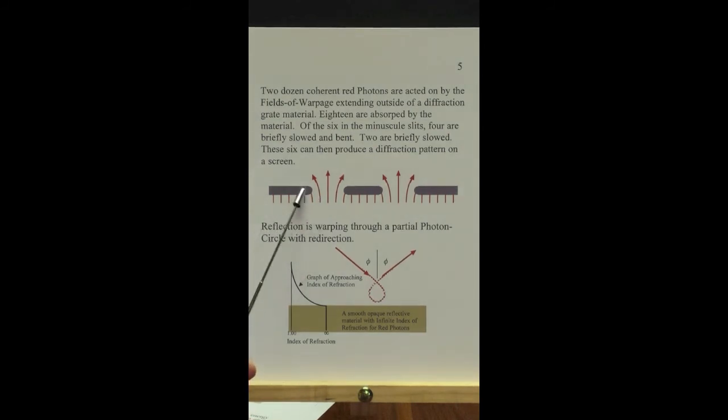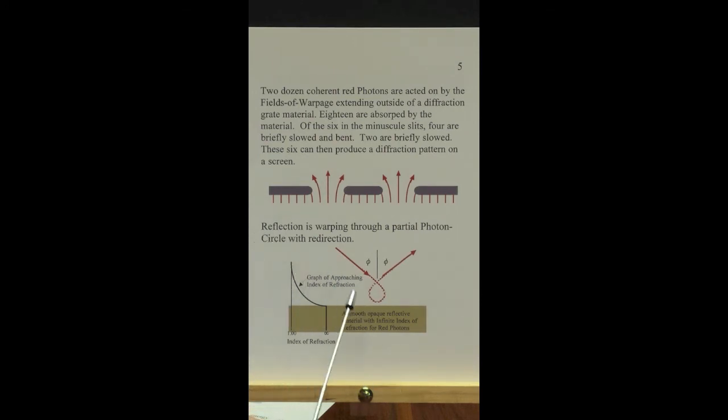The ones that are closest to the material are momentarily slowed and warped to go through a curved path in 4 different locations. The ones that are in the middle of the slit are momentarily slowed but continue on in a straight direction. And if those 6 photons were allowed to fall on a screen above what's shown here, they'd form a diffraction pattern. Very nice.